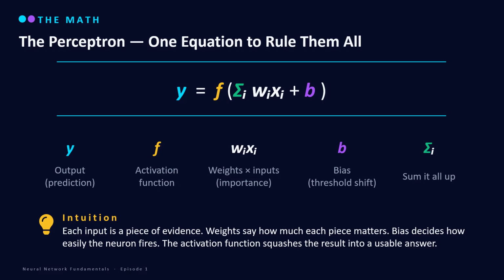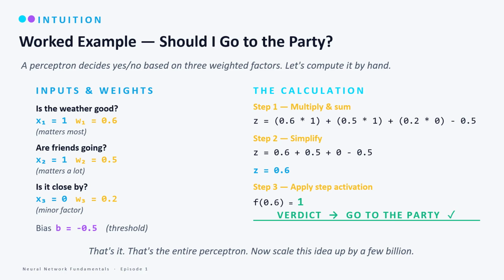Now let us see it in action with a real example. Imagine your friend invites you to a party. Should you go? Your brain rates 3 things. Is the weather good? Pretty important. Weight of 0.6. Are my friends going? Also important. Weight of 0.5. Is the party close by? Minor. Weight of 0.2. And you have got a built-in laziness threshold, a bias of negative 0.5. You need a good reason to leave the couch.